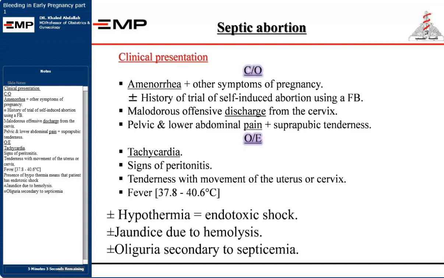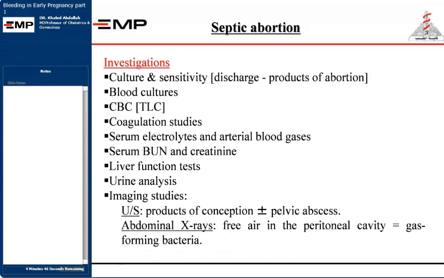Fever 37.8 to 40.6 degrees Celsius. Presence of hypothermia means that the patient has endotoxic shock. Plus or minus jaundice due to hemolysis. Plus or minus oliguria secondary to septicemia. Septic abortion.